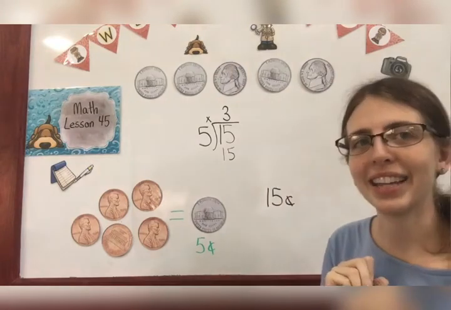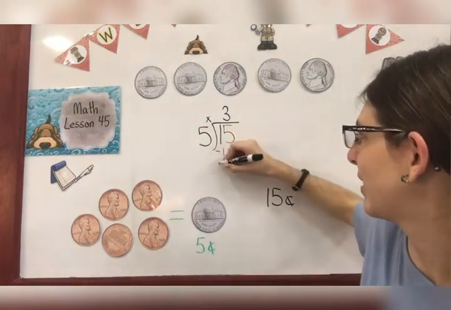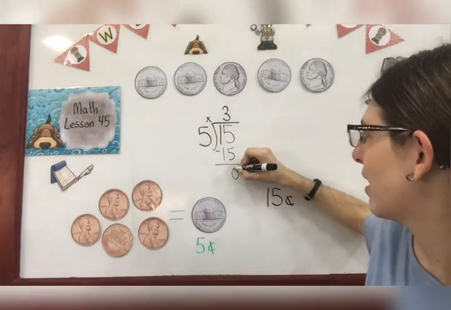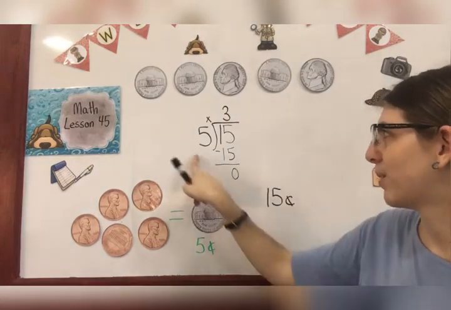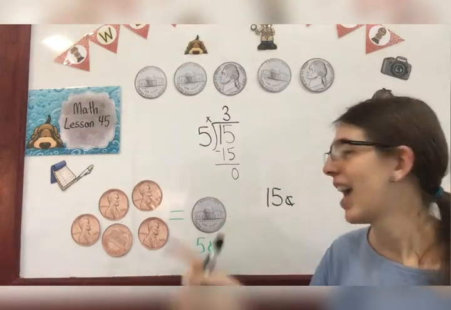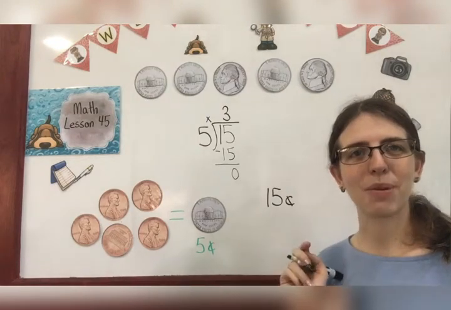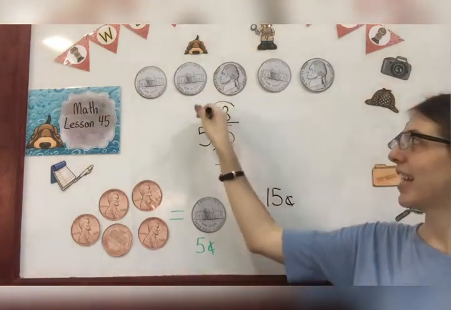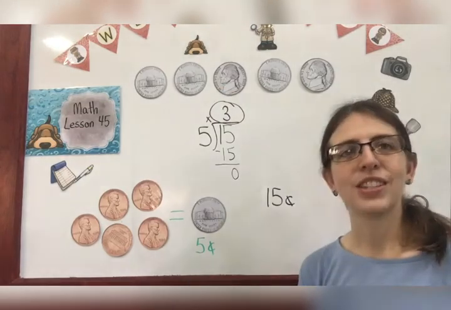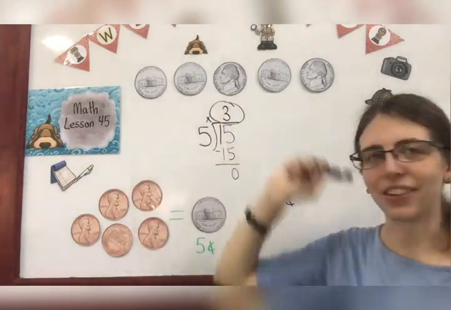Now I do my next step, which is subtract. 15 minus 15 is 0. I compare 0 to 5. 0 is less than 5, so I'm good to go. I cannot bring anything down because there's nothing left. I have no remainder, so my answer is 3. So 15 cents is the same as 3 nickels.